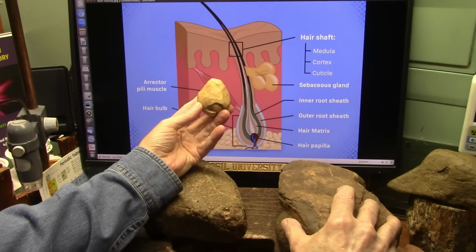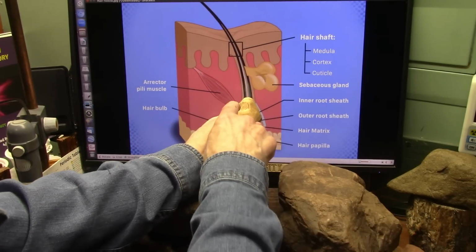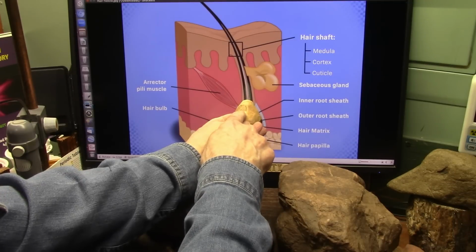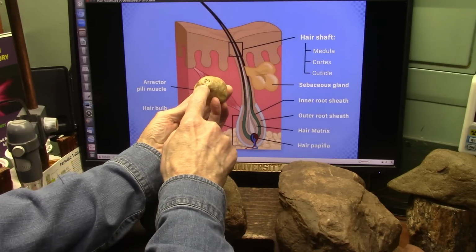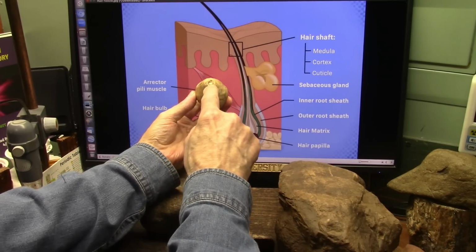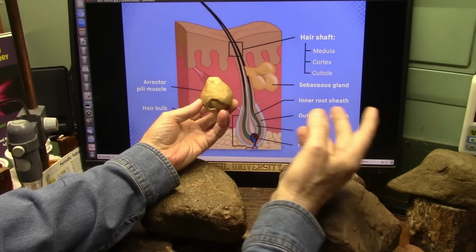Now this is a hair follicle. You see that? That's the erector pili muscle. That's the hair shaft, and it's got a flat side to it because it's a curly-haired person, is what I'm being told.